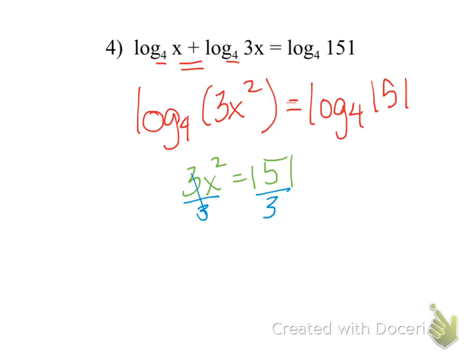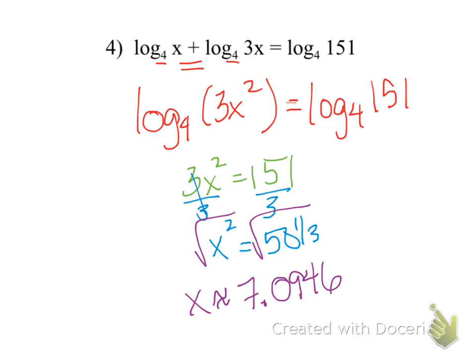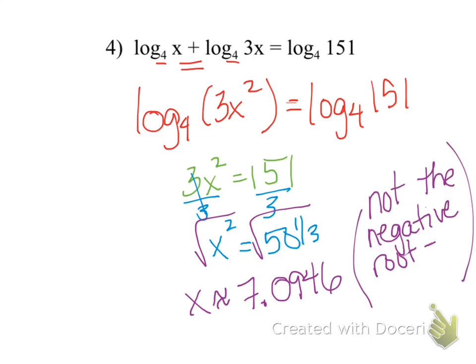Dividing both sides by 3, and taking the square root of both sides, we're going to get x equals 7.0946. We're not going to use the negative root. This is a good place to note that you can't take the log of a negative number. So therefore, we're just going to be dealing with the positive root.